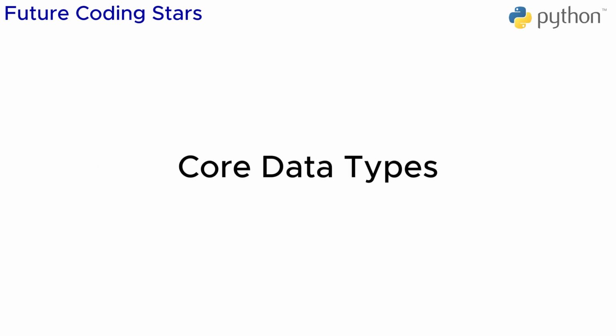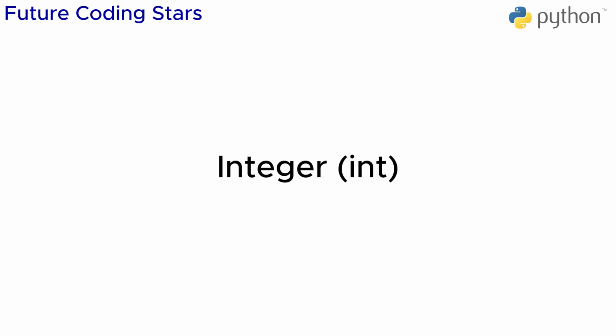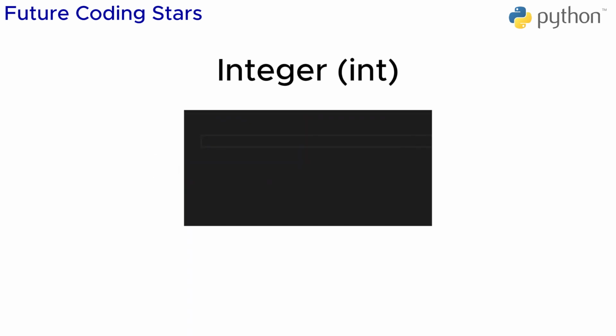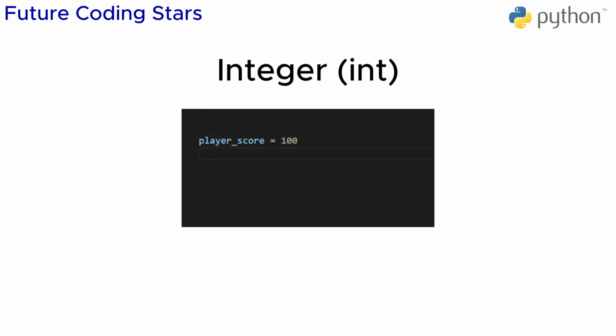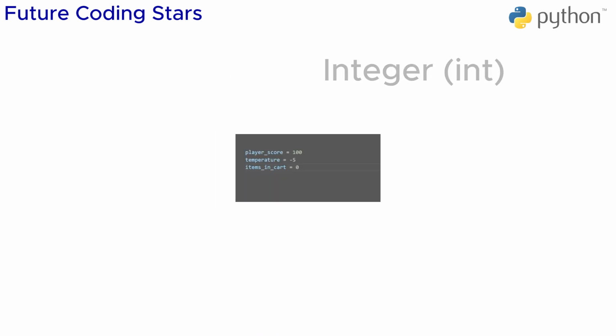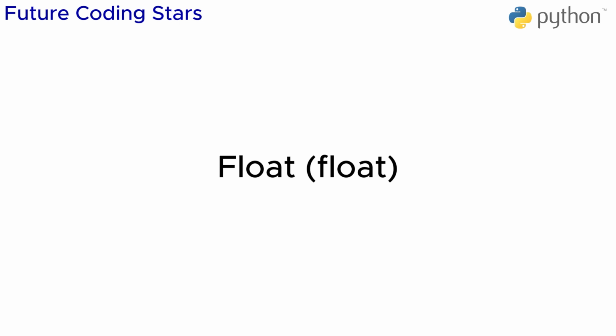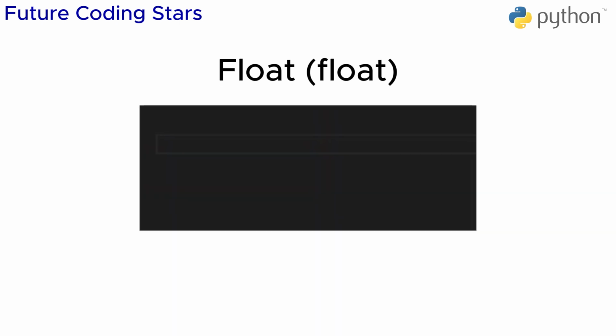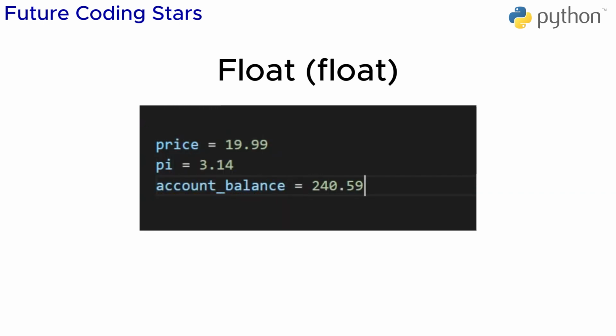Let's look at the most common basic data types you'll use constantly. First, we have integers, or int. These are whole numbers. They can be positive, negative, or 0, but they don't have a decimal point. Think counts, scores, or simple whole number values. Next are floating point numbers, or float. These are numbers that do have a decimal point. They're used for prices, measurements, or any value where precision is needed.